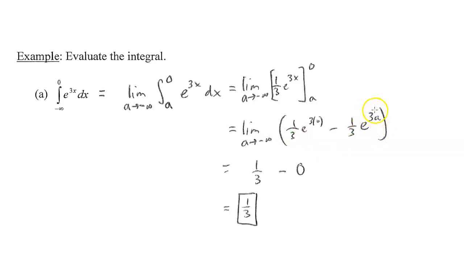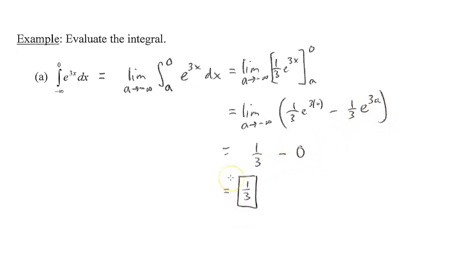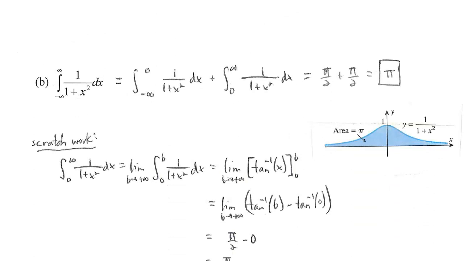Now if a approached infinity, this would blow up to infinity. But as a approaches negative infinity, notice if a is like negative 10, this would be e to the negative 30th. But that's a tiny number because it's like 1 over e to the 30th. So as a approaches negative infinity, this approaches 0. So we get 1/3 minus 0, which is 1/3. So that total area is just 1/3.